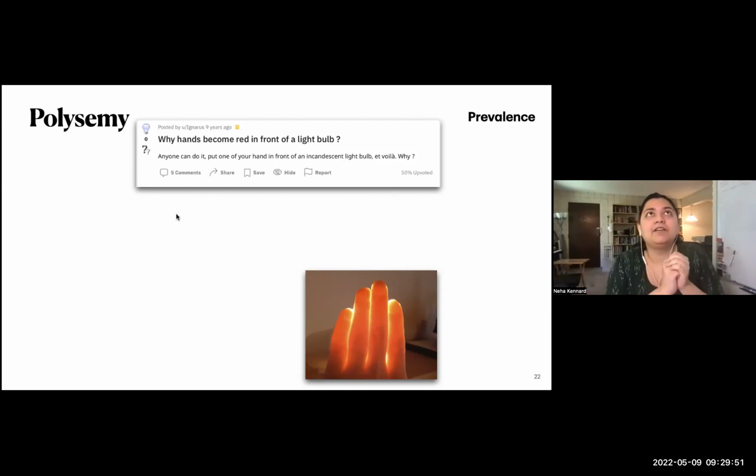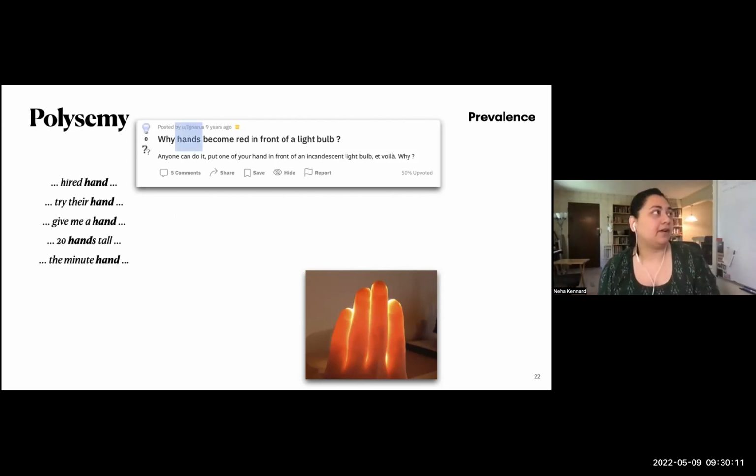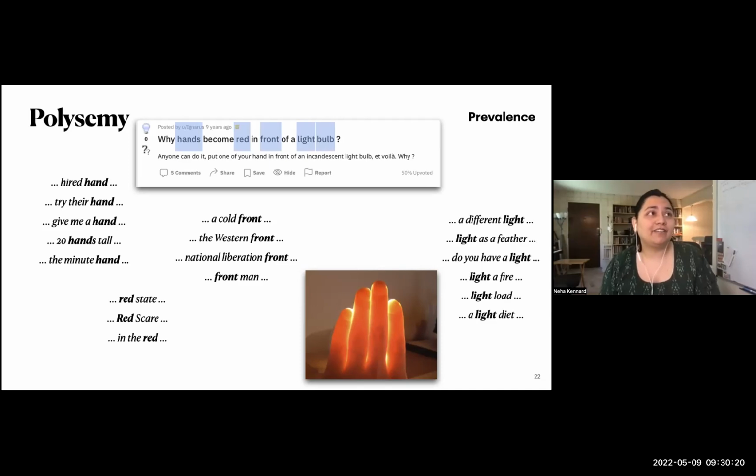And you might be familiar with people saying, oh, a bank could be the side of a river, or it could be a financial institution. But while that's a very canonical example of polysemy, just the existence of homonyms is so prevalent that we don't even realize it. For example, here, the word hands could in a corpus occur in a lot of different contexts with slightly different meanings. So could the word red, front, light, bulb, all of them.